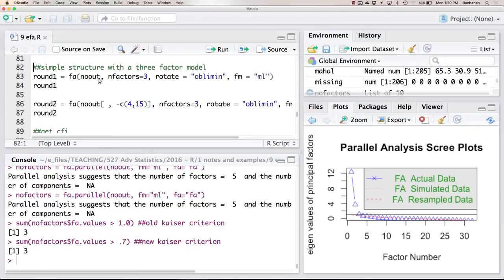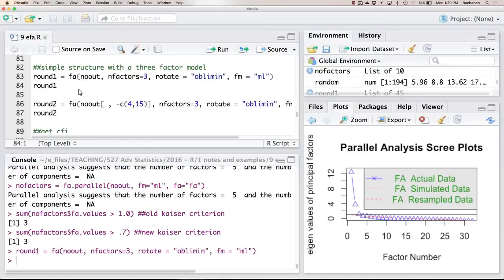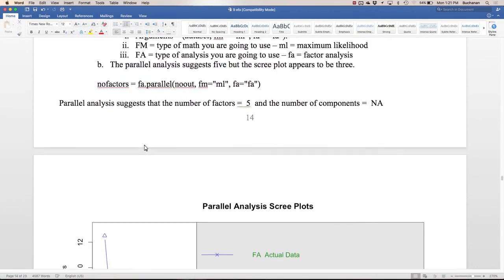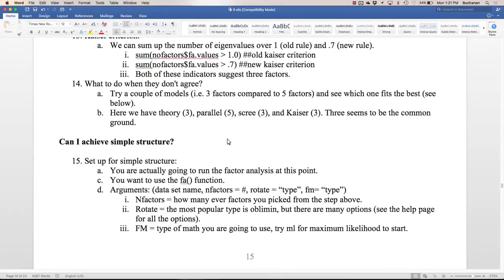Okay, so I've got round 1. So the code is just fa instead of fa.parallel. Now we're just running the factor analysis. Dataset name, number of factors equals how many from the previous step. Rotate is oblimin, because we're going to stick with oblique rotation. fm is ml. So this is the setup part of it. And we're saving it so we can use it here in a little bit. So we're going to run that and then look at all the output here. So make sure I haven't skipped anything. Talked about all of this. 3, 3, 3. Yep.